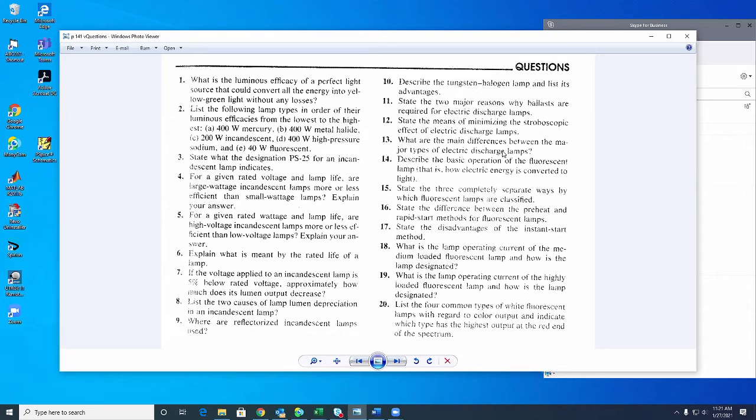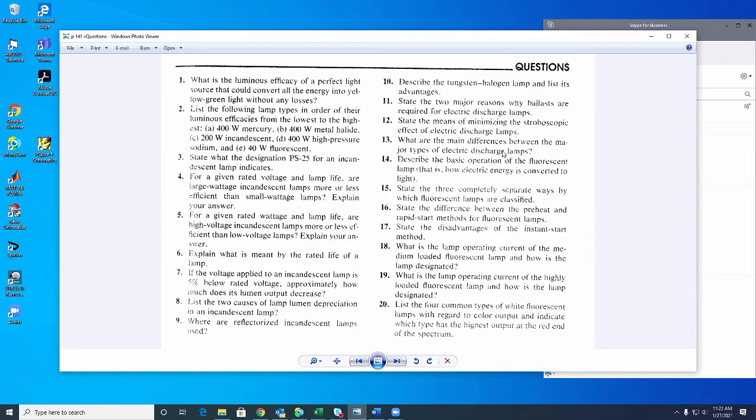So I have here a few questions. Let me just discuss a few of them in a moment. Look at question number 1. Okay, so the answer to 1 is 683, right? What is the luminous efficacy of the perfect light source? 683 lumens per watt. Number 2, list the following lamp types in order of their luminous efficacies from lowest to highest.